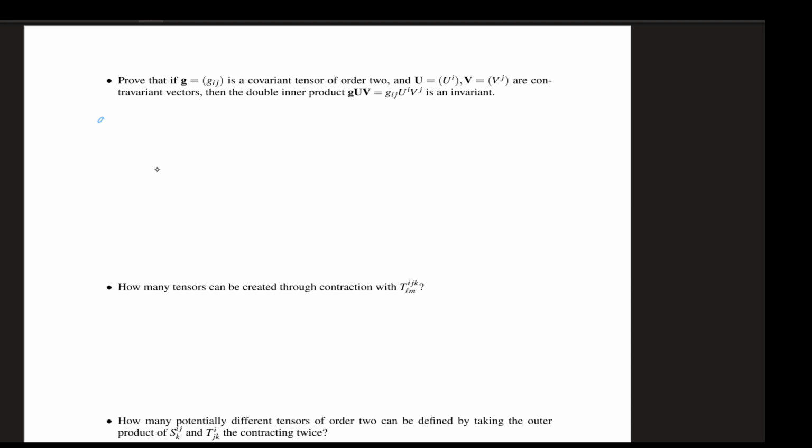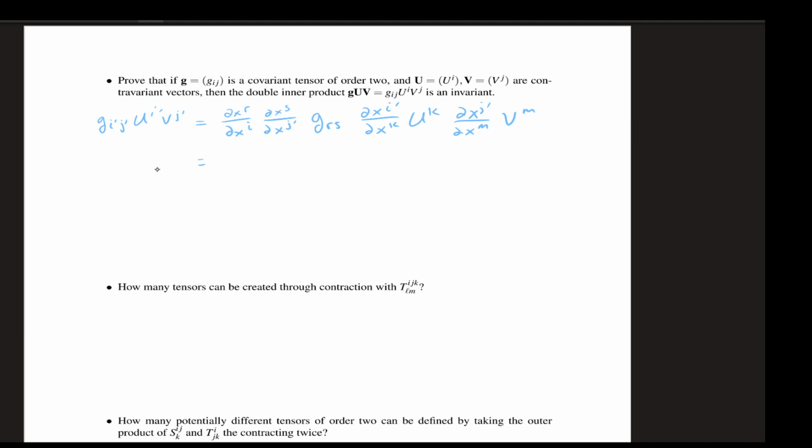Let's look at g_{i'j'} u^{i'} v^{j'}. Since all of those are tensors, we can use the tensor transformations for each one. So what we're going to do is ∂x^r/∂x^{i'}, ∂x^s/∂x^{j'}, g_{rs}, and then ∂x^{i'}/∂x^k, u^k, ∂x^{j'}/∂x^m, v^m. Whoops, those should be swapped for the g, sorry.